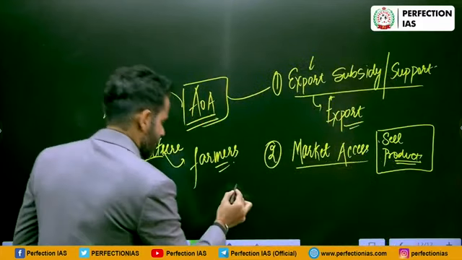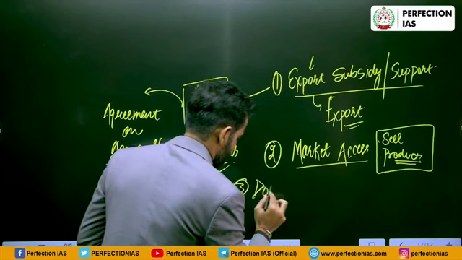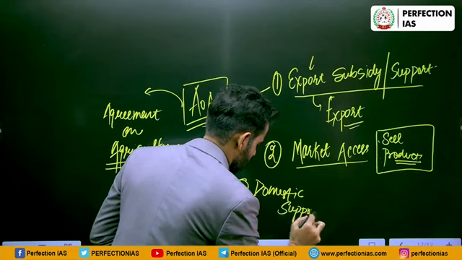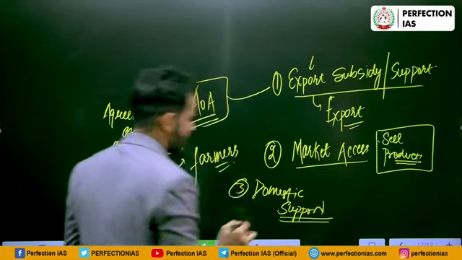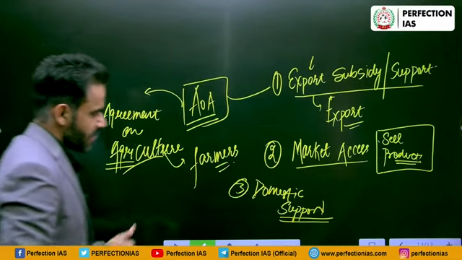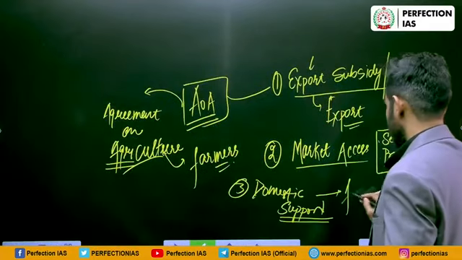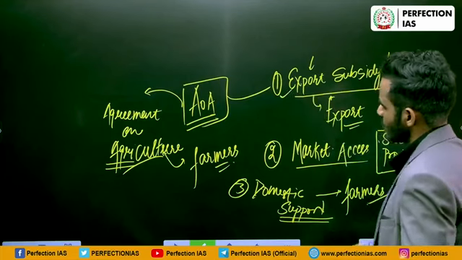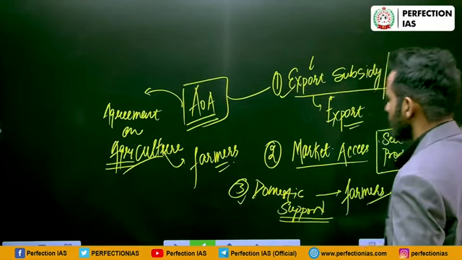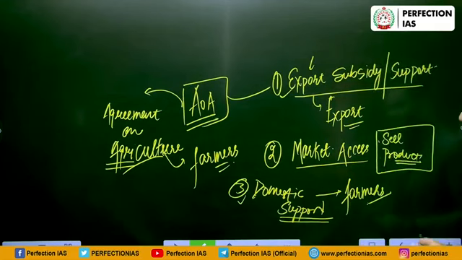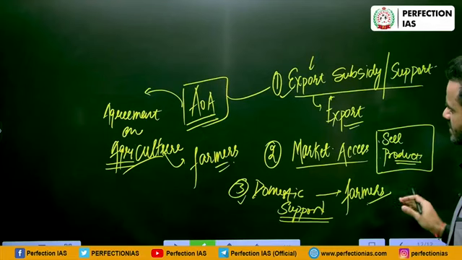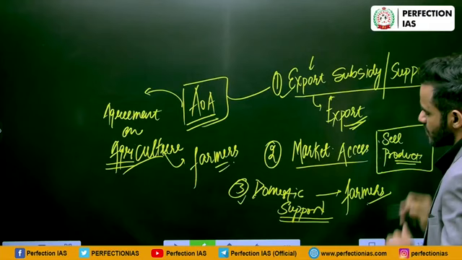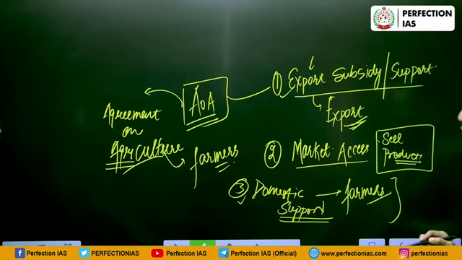The third component is domestic support. Domestic support means the government is providing support to the farmers. Now it should be noted that the first component, export support, and domestic support, both are providing support. The only difference is that in the first case the support has an objective. The objective is to give a boost to the export. Here there is no such objective.